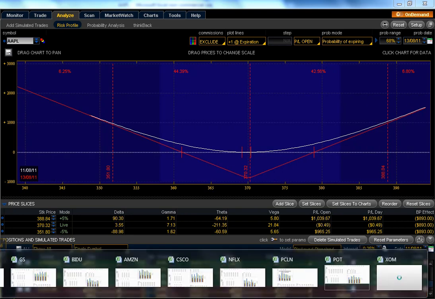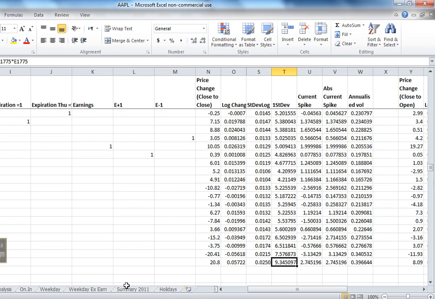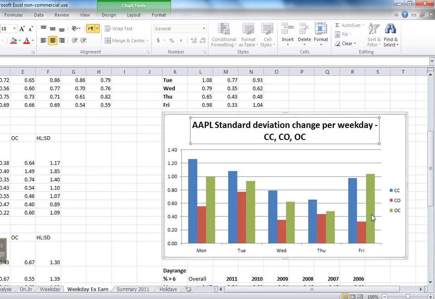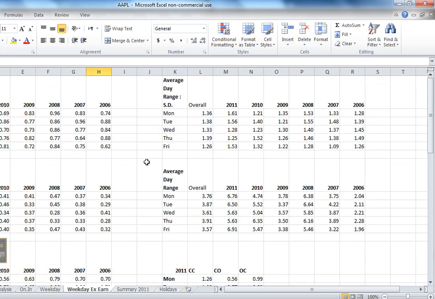So going back to this information, we can see that we expect that the open to close price change average is one standard deviation, over 9 points, which should be in our profit range. Now, if we have a look at another metric here, which is the average intraday range in terms of standard deviations, we can see that the average intraday price change is 1.53 standard deviations, or approximately 13 or 14 points.